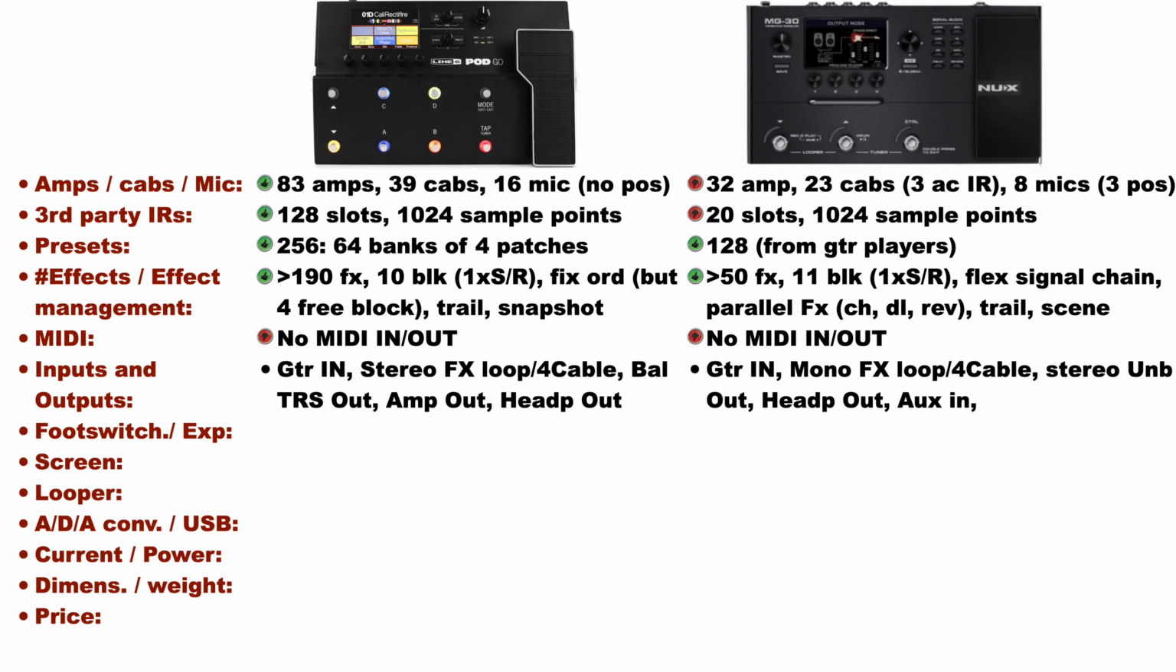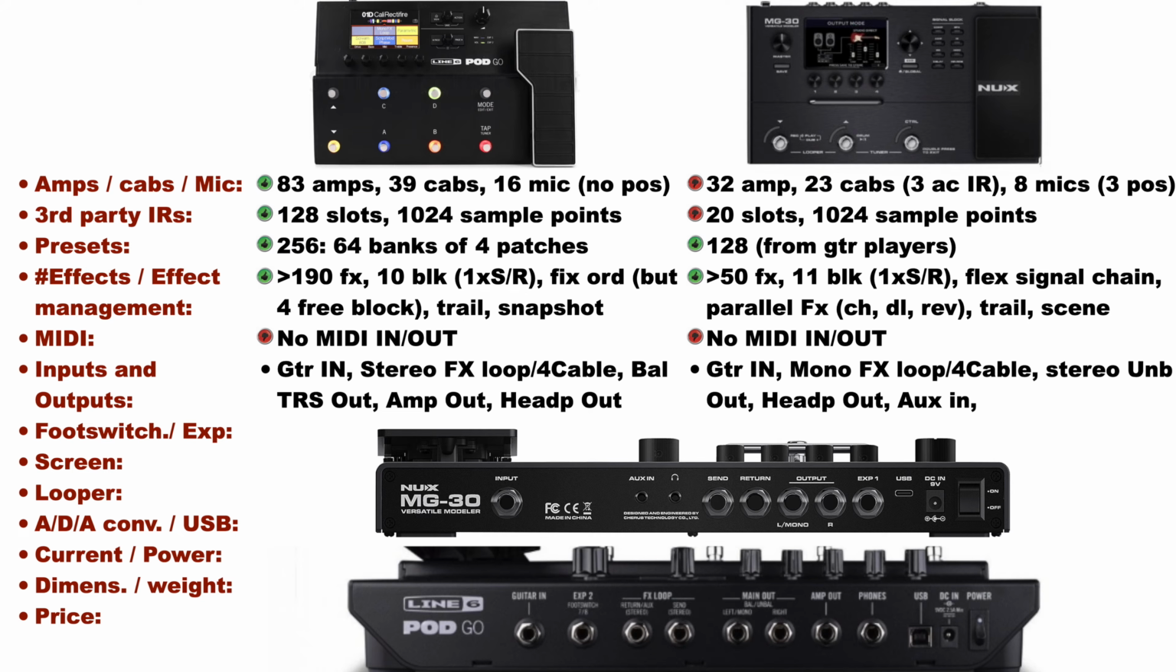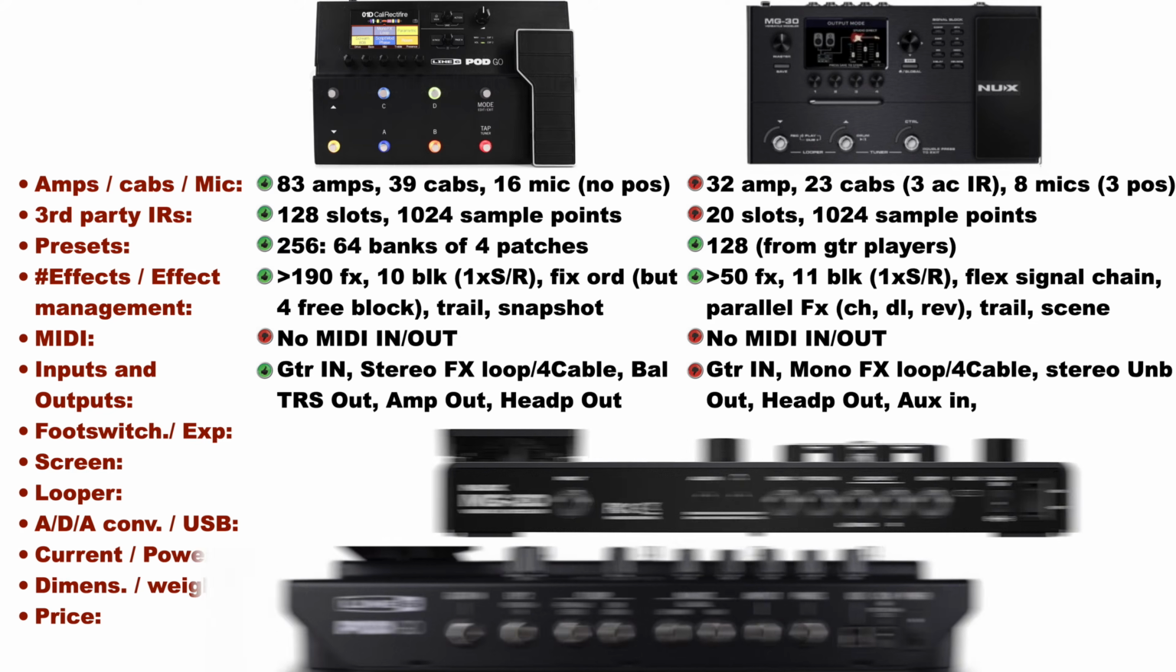As regards input and outputs, in the Pod Go we have a guitar input, a stereo effect loop, balanced TRS outputs, an amp out and a headphone out. In the MG30 we have mono effect loop, where in the Pod Go it was stereo, stereo unbalanced outputs, where in the Pod Go we have balanced out, a headphone out and an aux in, which is missing in the Pod Go. Here I would give the thumbs up to the Pod Go for its stereo effect loop and balanced out.